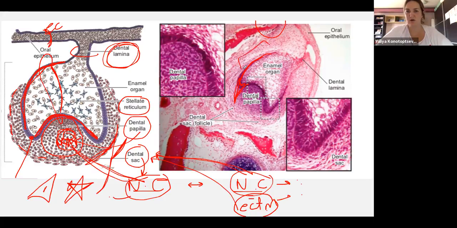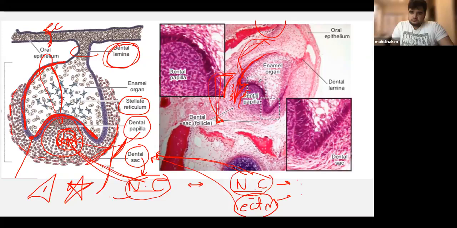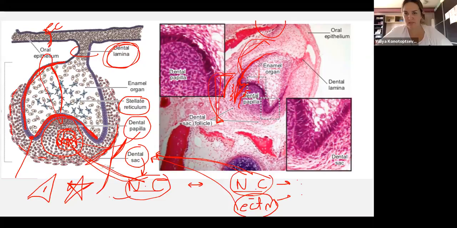This is the crown, this is the future root. Odontoblasts appear here, cementoblasts appear here, PDL outside. So this is your root, this is your crown. This inner enamel epithelium, aka ameloblasts, will move this way. As they move that way, they secrete enamel in front of them, right? As they move back to the surface, they secrete enamel in front of them.